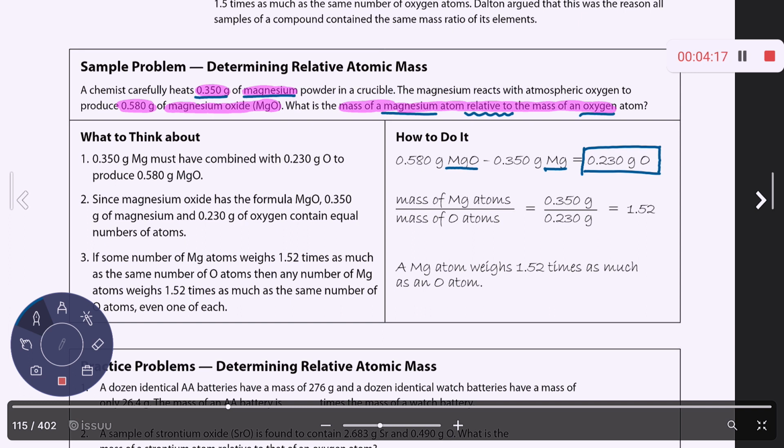Since the problem says we want the mass of magnesium relative to the mass of oxygen, you're going to put the magnesium on top first. So here is the mass of magnesium, and here is the mass of oxygen on the bottom. You would divide them out, grams would cancel, and 1.52 would be the relative mass. If you had to state in a sentence what they were in comparison to each other, a magnesium atom weighs 1.52 times as much as an oxygen atom.